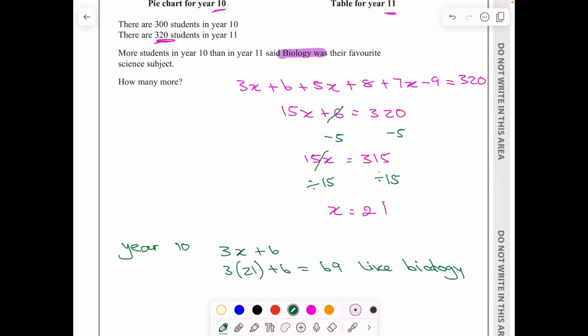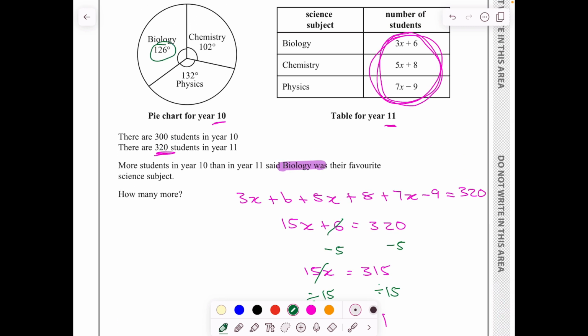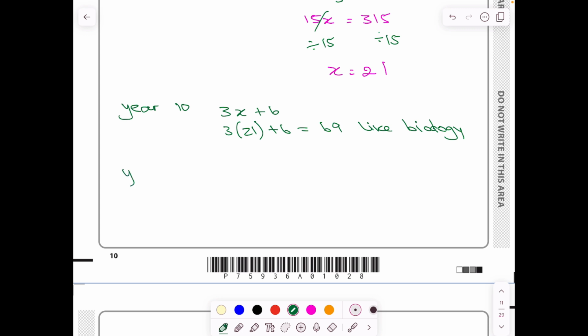Let's now do it for year 10. So year 10, when we look at biology, we've got 126 degrees. So 126 degrees out of 360. So that's the fraction of 300 that like biology. Okay, so instead of a whole circle, I've got to do 126 out of 360 and then times that by 300. And that gives me 105 like biology in year 10.